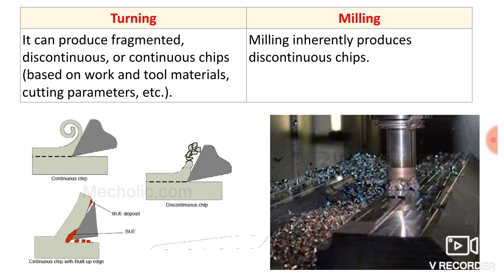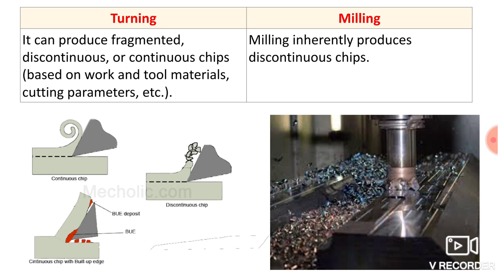Then in case of milling, milling inherently produces discontinuous chips as there is intermittent cutting. So you will be getting only discontinuous chips in case of milling operation. You will not be getting continuous chips because the tool is not in continuous contact with the workpiece. As the cutting takes place with the help of multiple inserts, you will be getting discontinuous chips in case of milling operation. Whereas in turning operation, you can get fragmented, discontinuous or continuous chips, because your cutting tool is in continuous contact with the workpiece. That is the only reason.